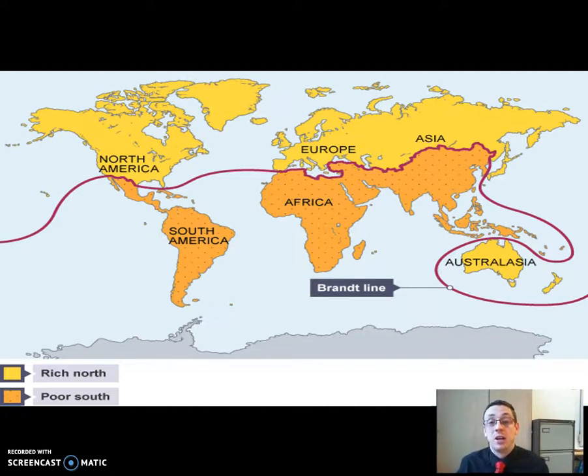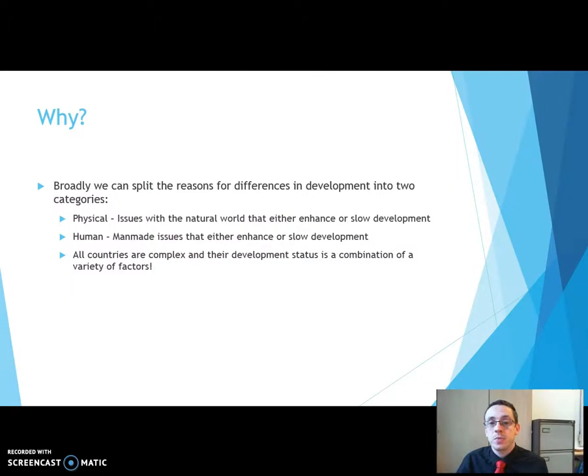And there's a multitude of different reasons why this is the case, and we're going to go into some of those today. Broadly speaking, we split the why up into two different categories. There are physical factors and human factors. Physical factors are really straightforward: natural things that either slow down or enhance a nation's ability to develop. Human factors are where something that's man-made, driven by humans, is responsible for the same thing, either enhancing or slowing a nation's development.